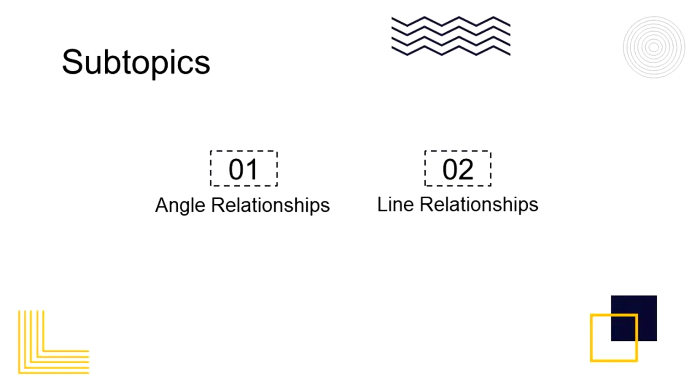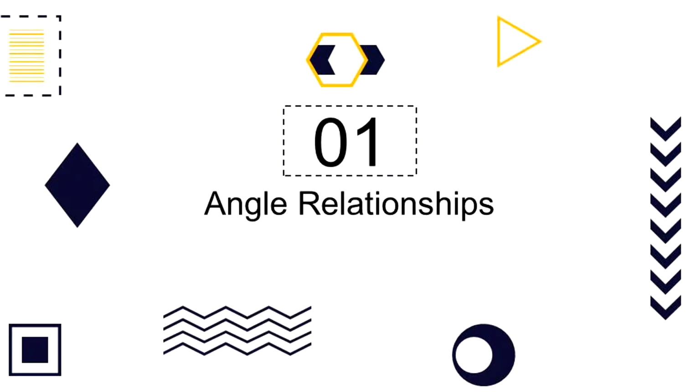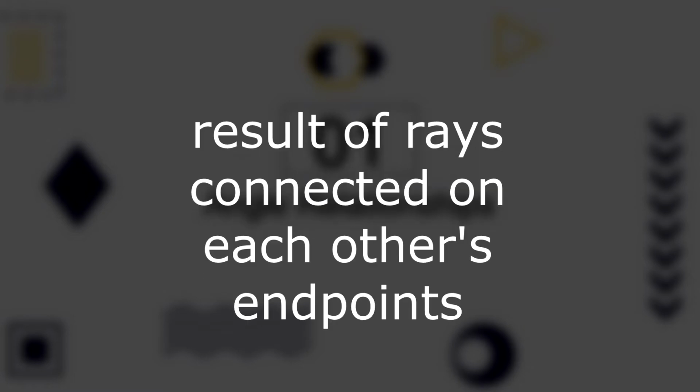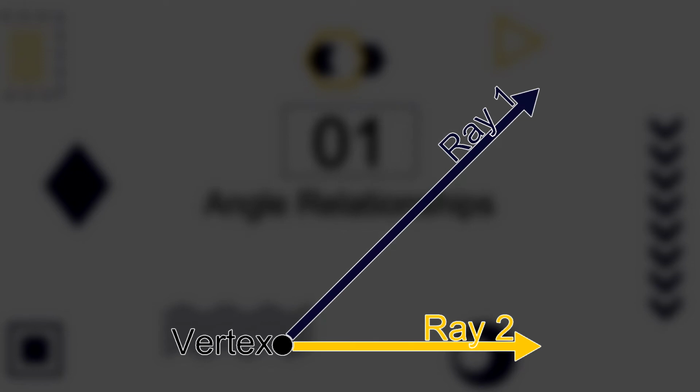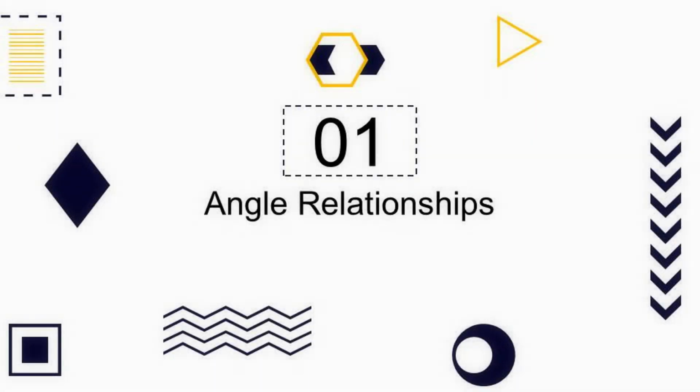In our previous discussion, we learned about angles. Just for a quick review, let's go back to the definition of an angle. An angle is a result of rays connected at each other's endpoints. Basically, it's the amount of bend these rays have, measured in degrees. So now, let's discuss the relationships that are occurring between these angles.